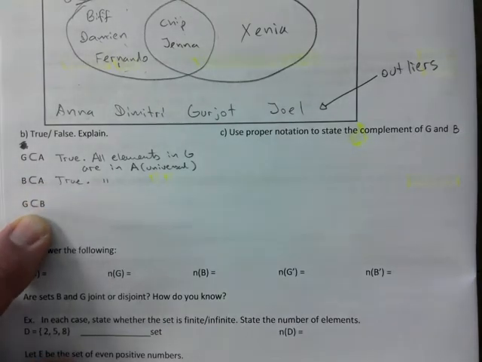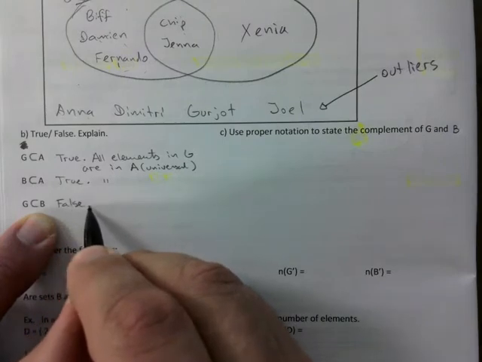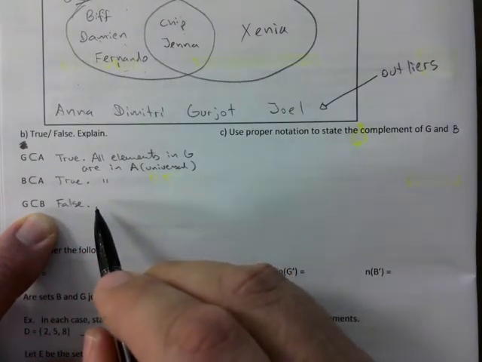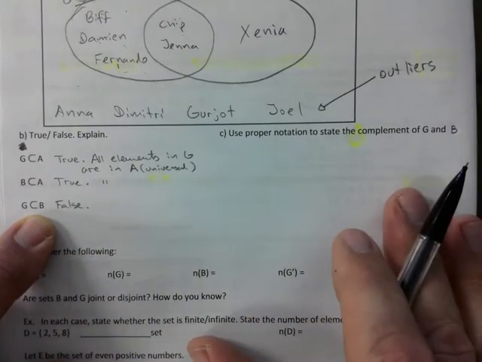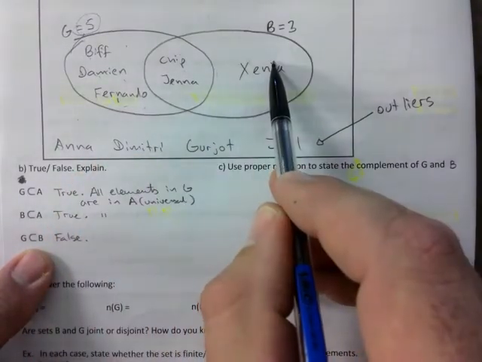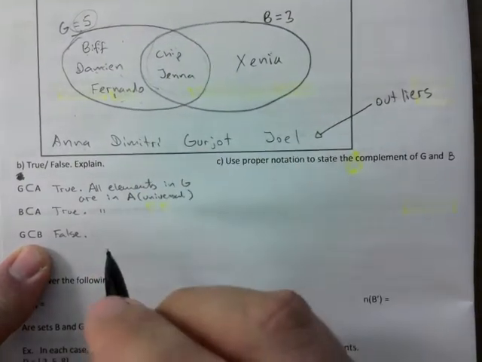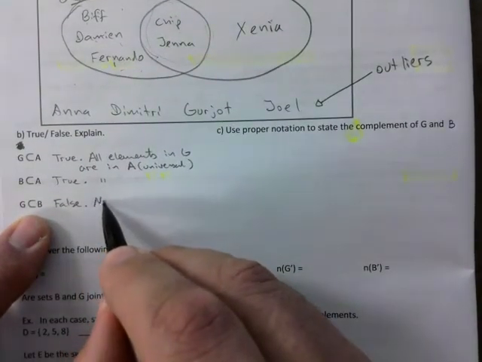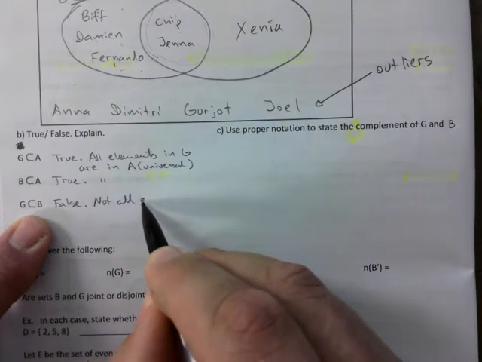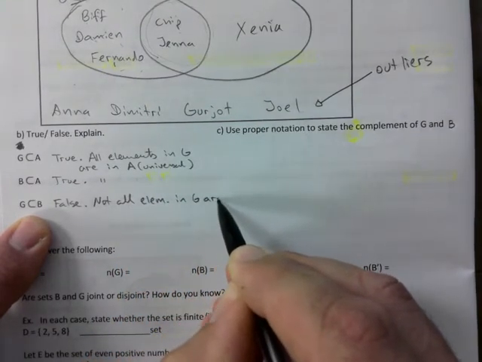Is G a subset of B? No. That's false. But you need to know why. Okay? Not all elements. Look at up there. Just look at G and B, right? You can clearly tell that they only have 2 in common. They don't have everything in common, right? Not all elements in G are in B.